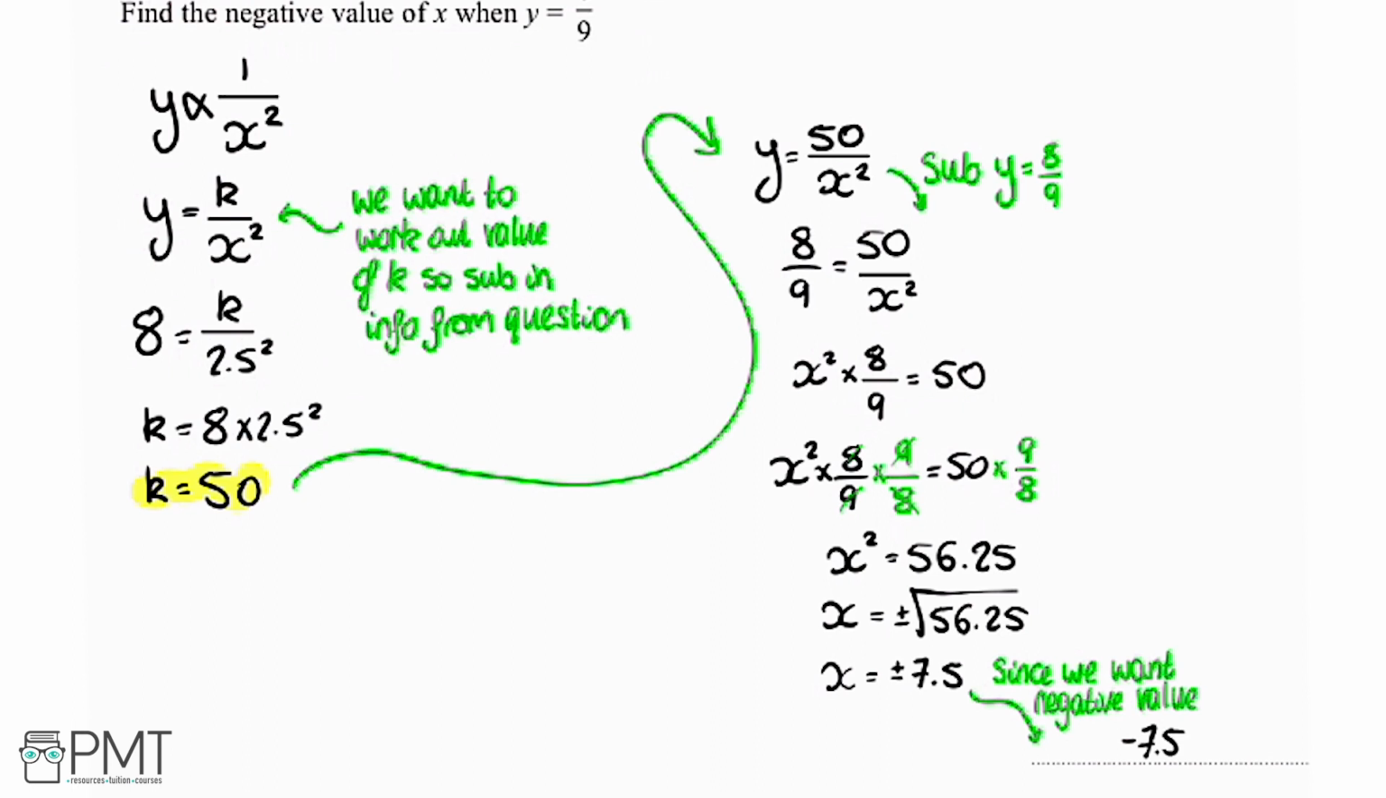So now we get our first mark for stating the relationship between y and x, so showing this part here. We got our second mark for finding out the k is 50, and the final mark for using that to get down to the value of minus 7.5.